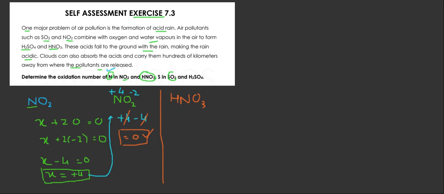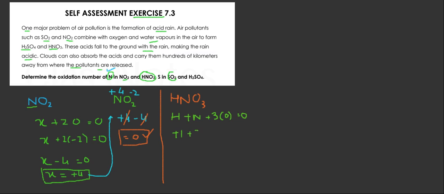HNO3. So now for hydrogen the oxidation state is +1. So you can write it like this: hydrogen plus nitrogen plus 3 multiplied by oxygen, that would be equal to 0. So for hydrogen the oxidation state is +1.